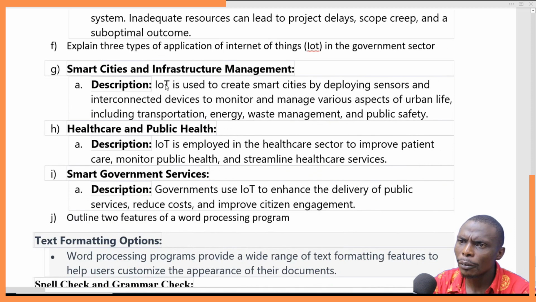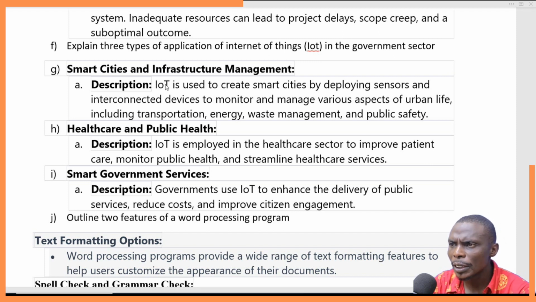Then question F says, explain 3 types of applications of Internet of Things, IoT, in the government sector. So, how is Internet of Things applied in the government sector?